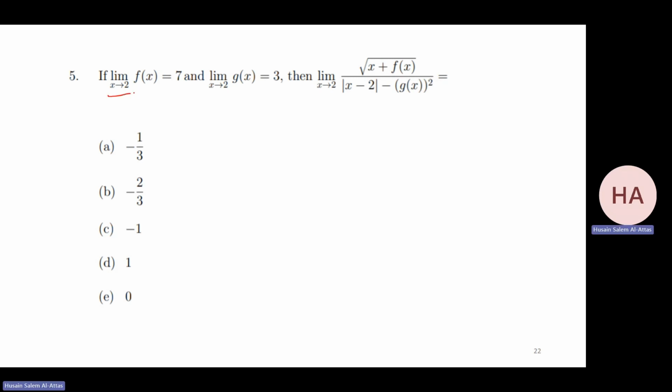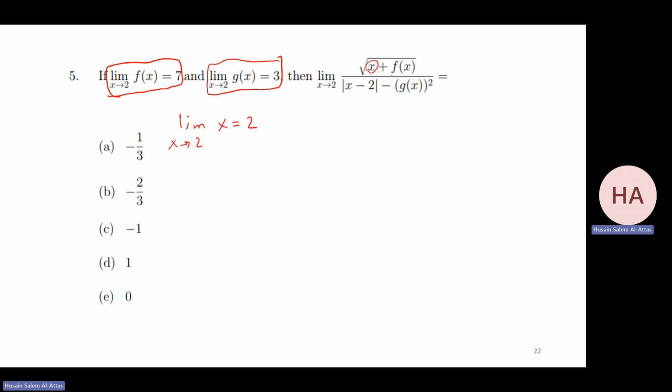So we have this problem where the limit of f of x exists as x goes to 2, and the limit of g of x also exists as x goes to 2 and is equal to 3. Now this problem is just a problem using the properties of the limits. First, you need to check this limit exists. Yes, this limit exists. As x goes to 2, it's equal to 2.